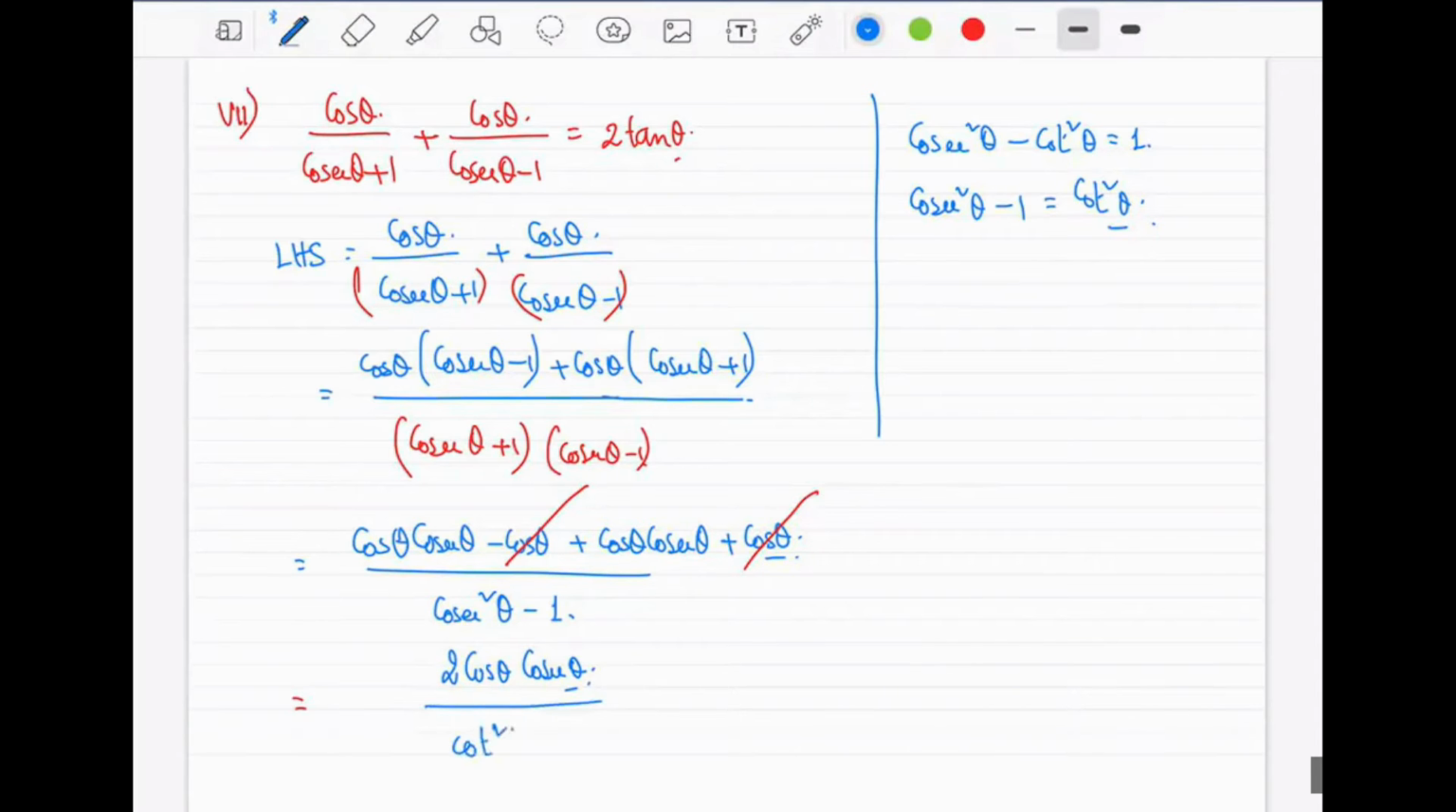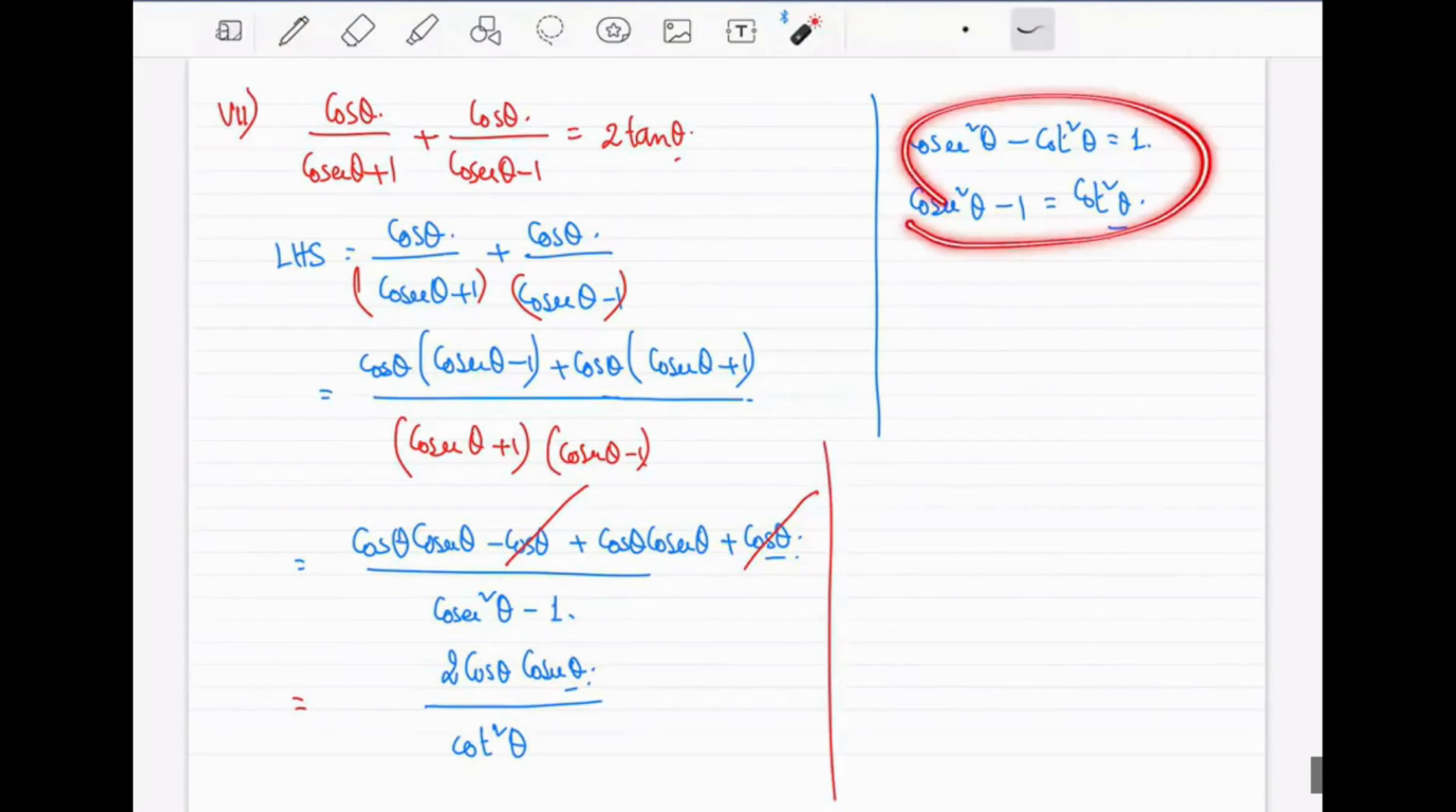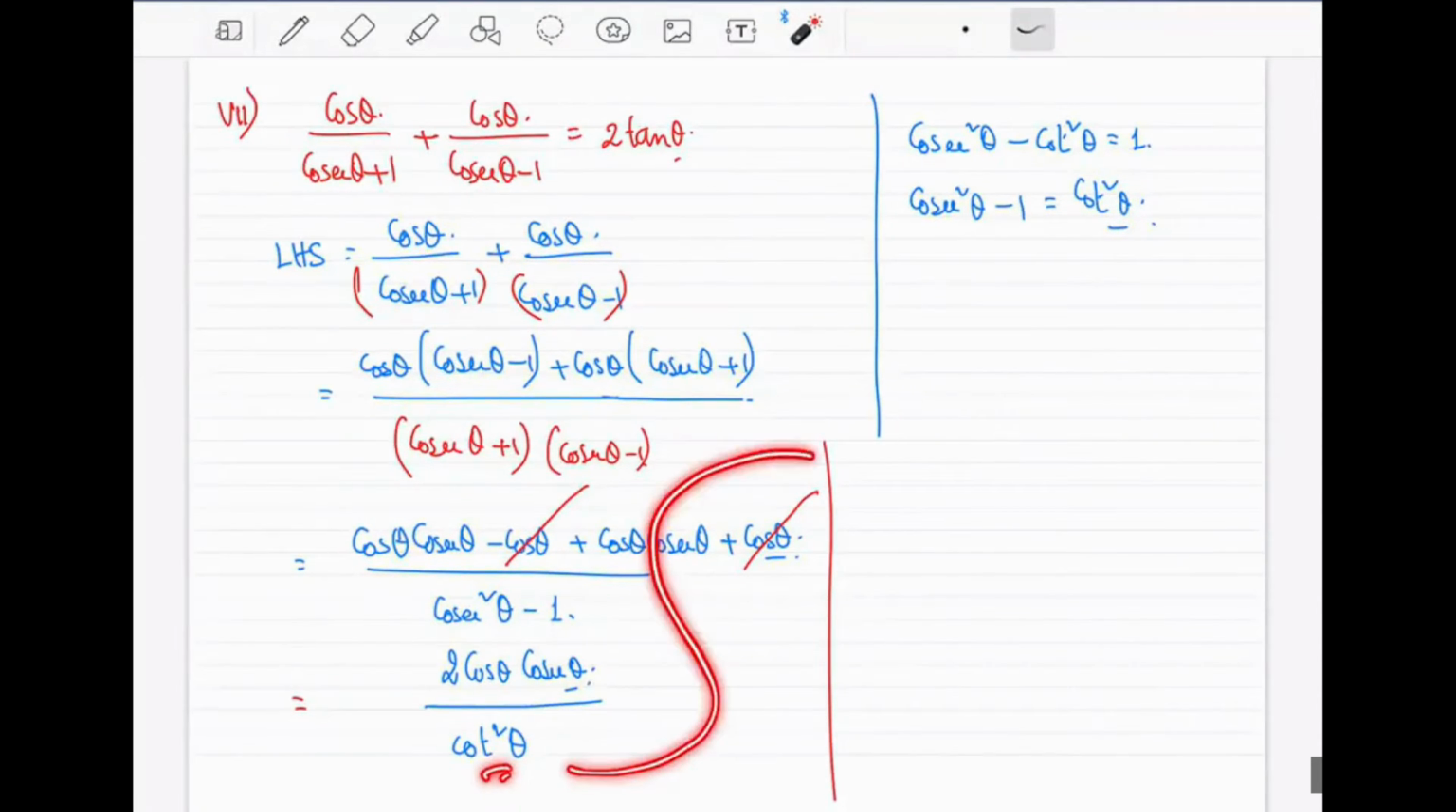Denominator will be replaced with cot square theta. Okay, now let's continue here. Do not copy this part. This part you have to write on the side, it is the formulas that we have used. After this, you copy from here.